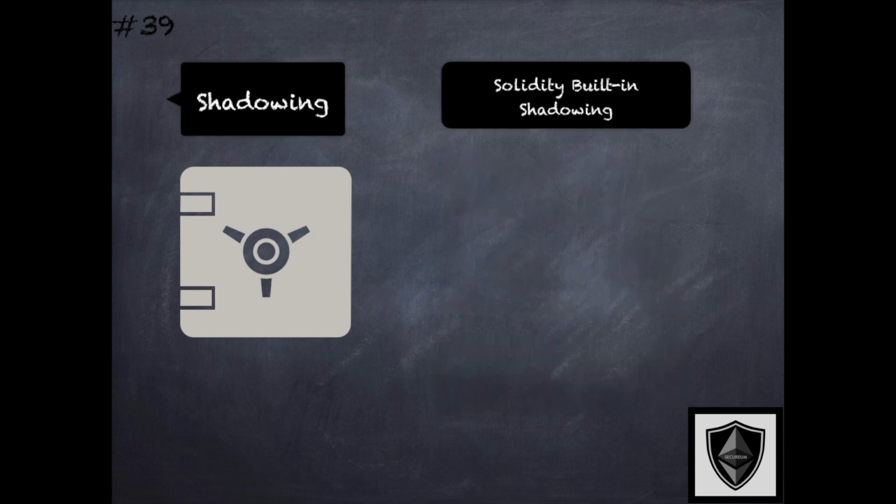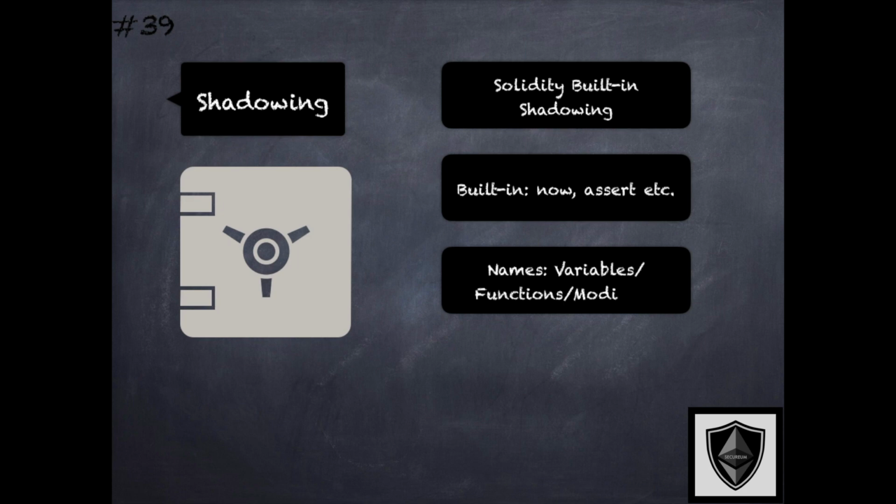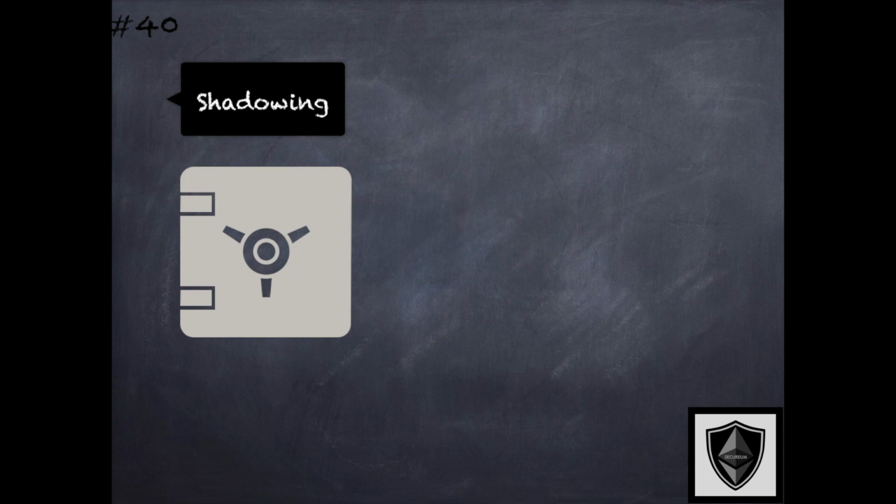Shadowing of built-in Solidity variables was a concern in some of the older Solidity versions. Built-in variables such as now, assert, and some others could be shadowed by other variables, functions, or modifiers in the contract to override their behavior. This, as you can imagine, is dangerous and could lead to many unexpected behaviors, and therefore this shadowing was disallowed in later Solidity versions.